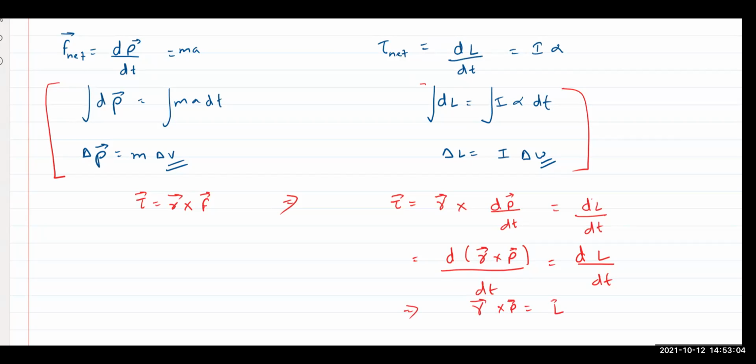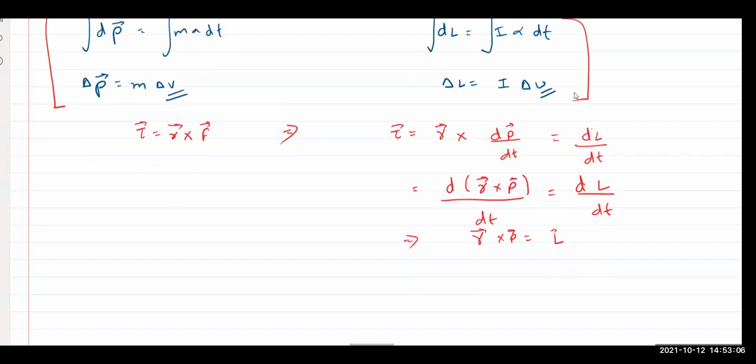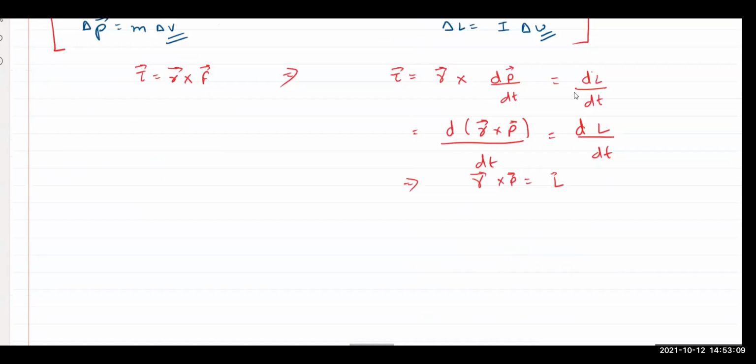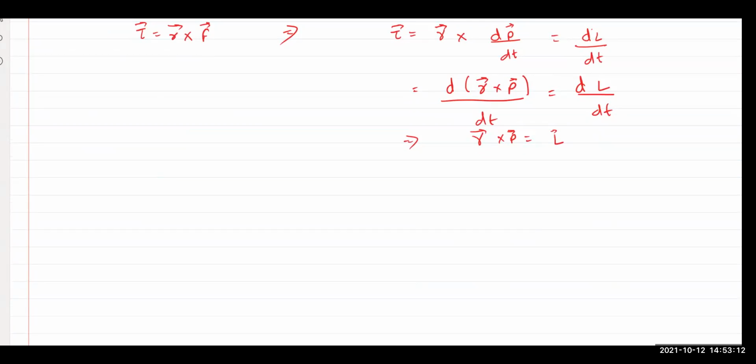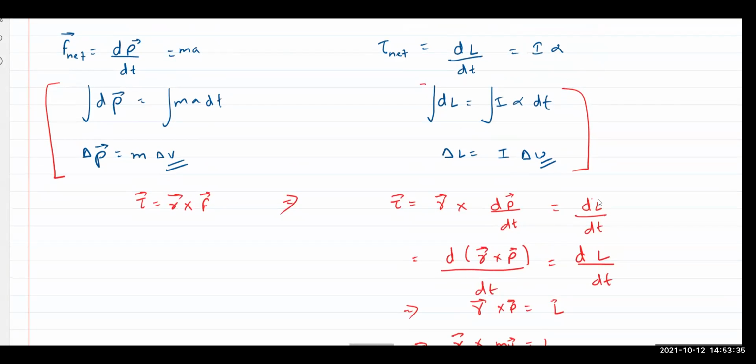Did everyone understand where this formula came from? Yes or no? Did you get this? Or r cross mv is equal to L. So m r cross v is equal to L. Yes or no? All of you got this, where the second formula was derived from? Any issues in this? Raise your hand.